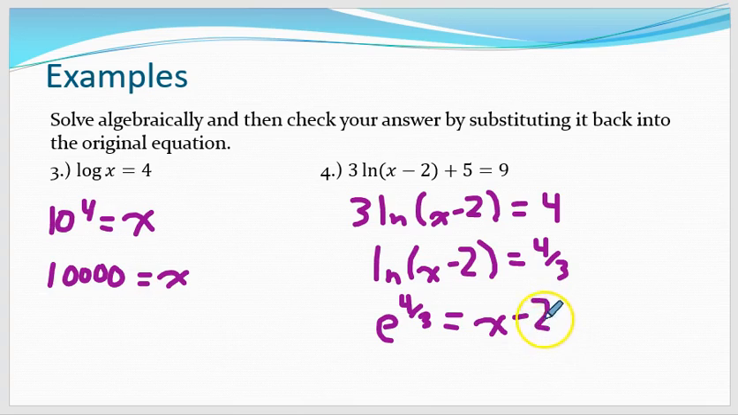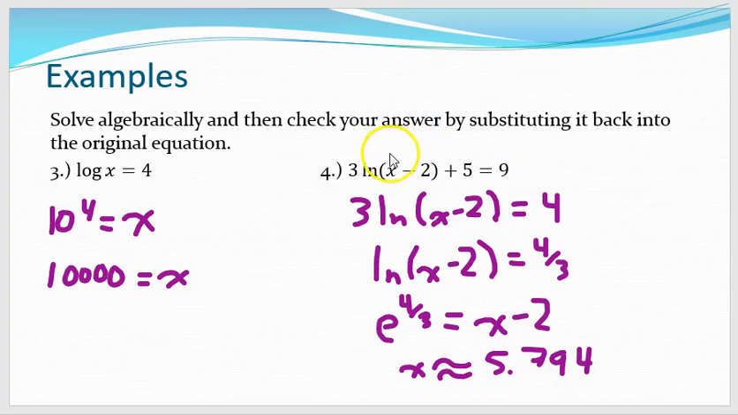So to finish solving this equation, you would just add 2 to both sides of the equation. And e to the 4/3, your calculator should have an e to a power key on it because e is a set number just like pi. So if you type in e to the 4/3 power, and then outside of the exponent, add 2 to that value, you should have gotten approximately 5.794.